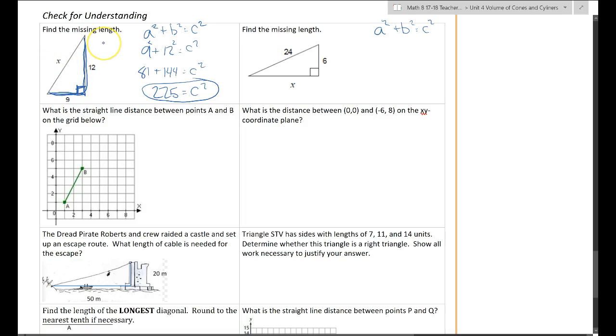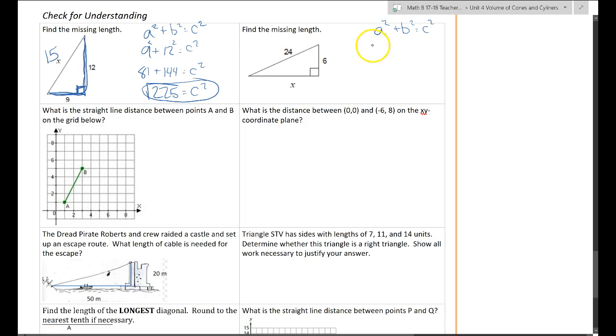If I don't, I have this weird triangle where it's 9, 12, and 225. That doesn't make any sense. Here I find out that when I square root 225, the square root of 225 is actually 15. So x here is 15.